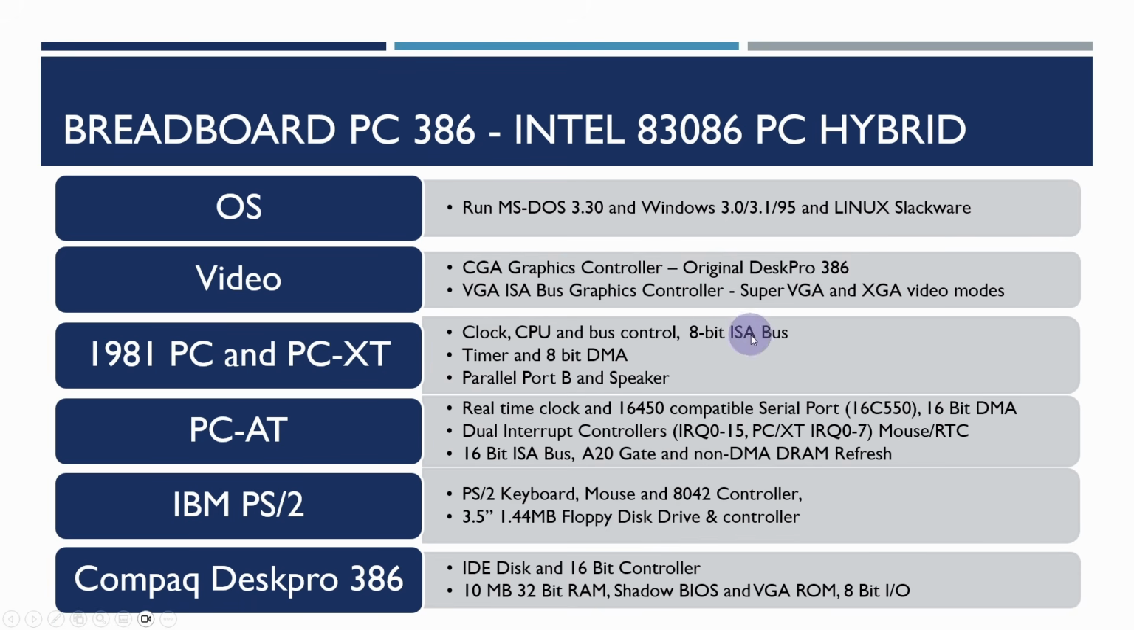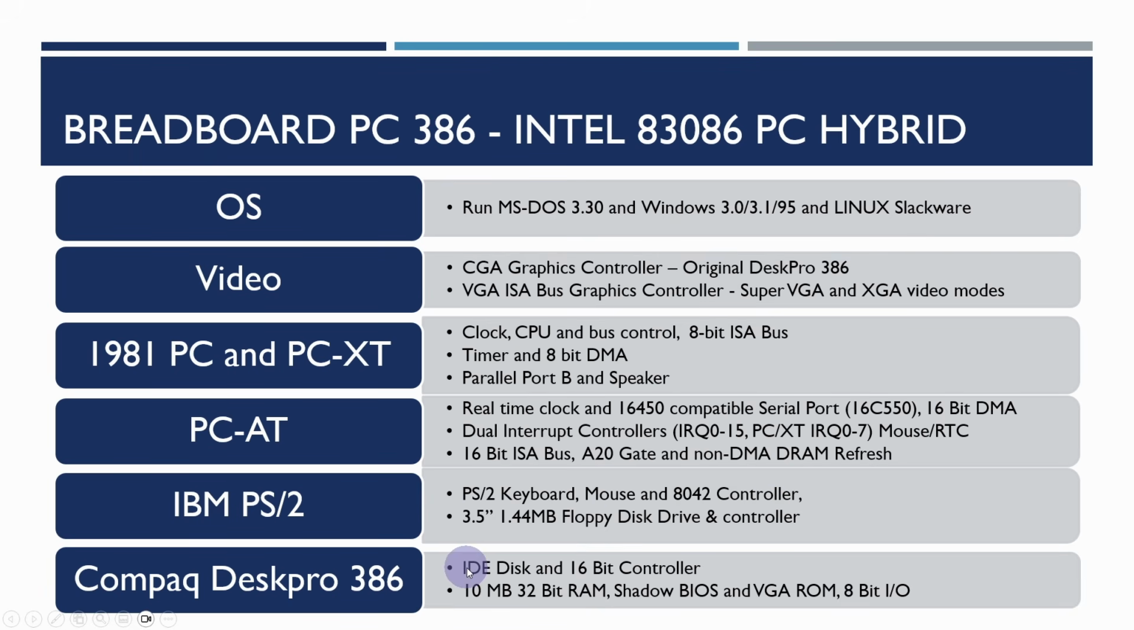So we're taking these bits over from the PC and PC XT. We're obviously adding the bits from the PC AT. Some of these we've already done, so the fast serial port and the dual interrupt controllers are already done, but there's also the 16-bit DMA, the 16-bit ISA bus, and the A20 gate handling. This is so that old programs that didn't know about more than 1 megabyte of memory would still work properly. The PS/2 stuff is still pretty much the same as we did in the previous series.